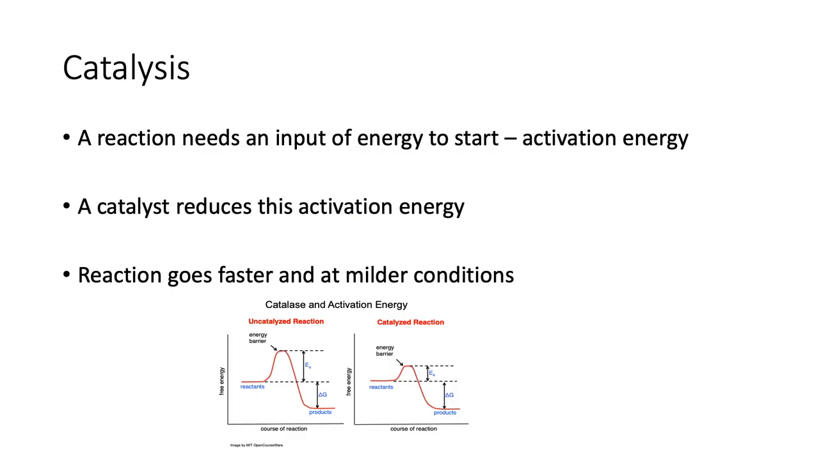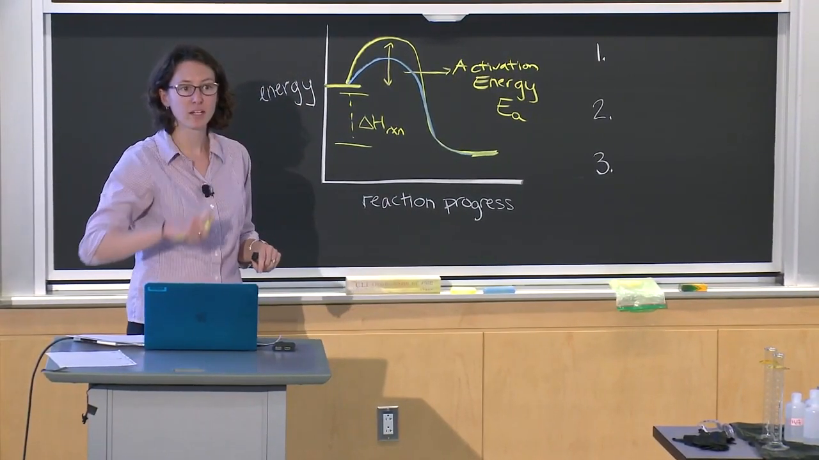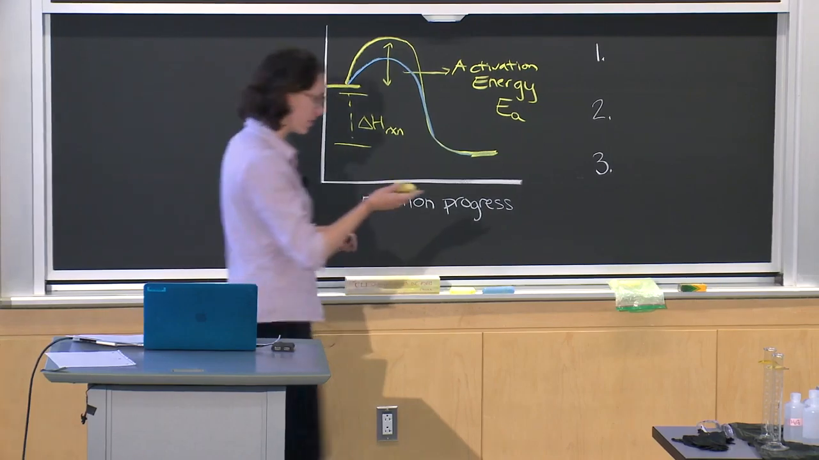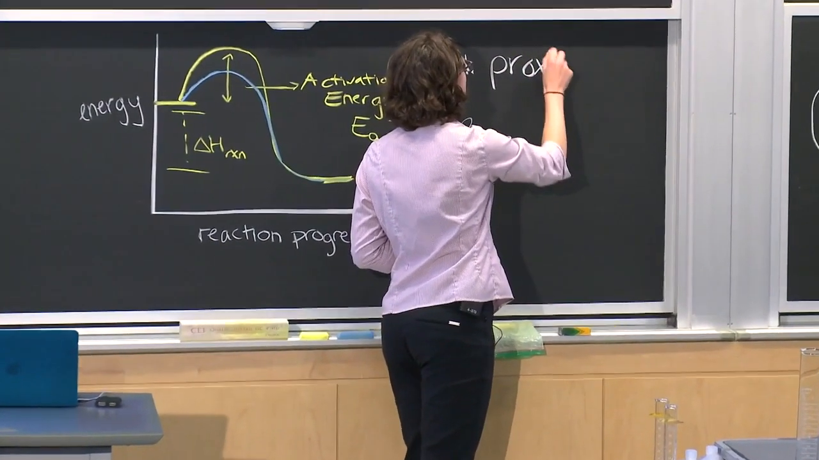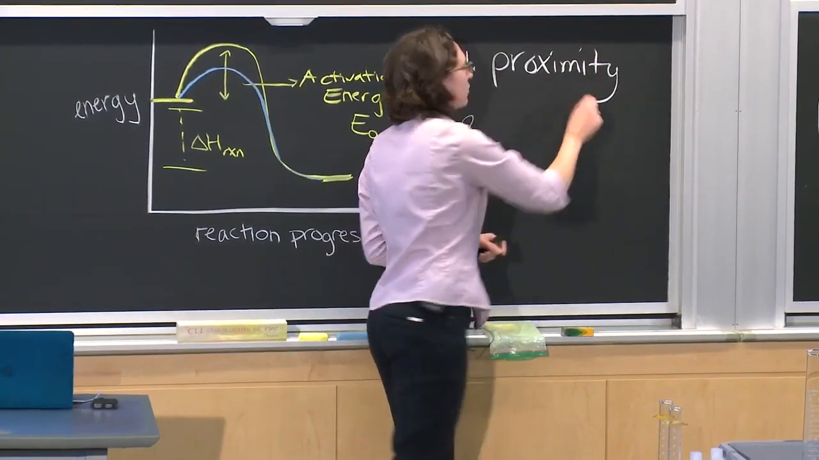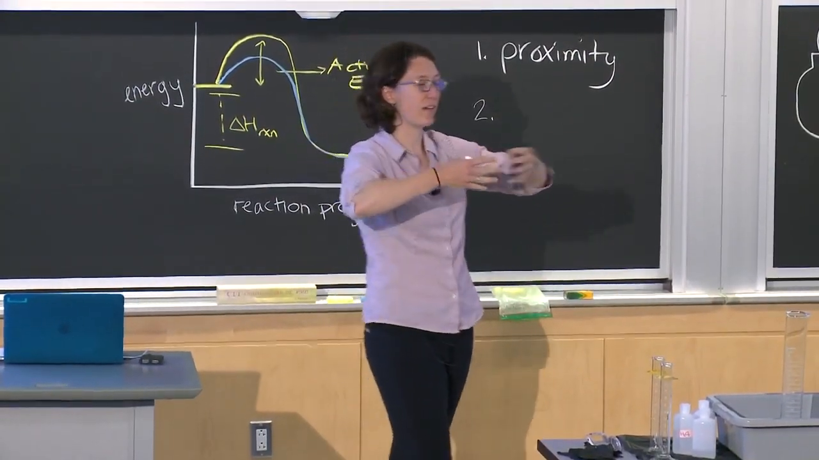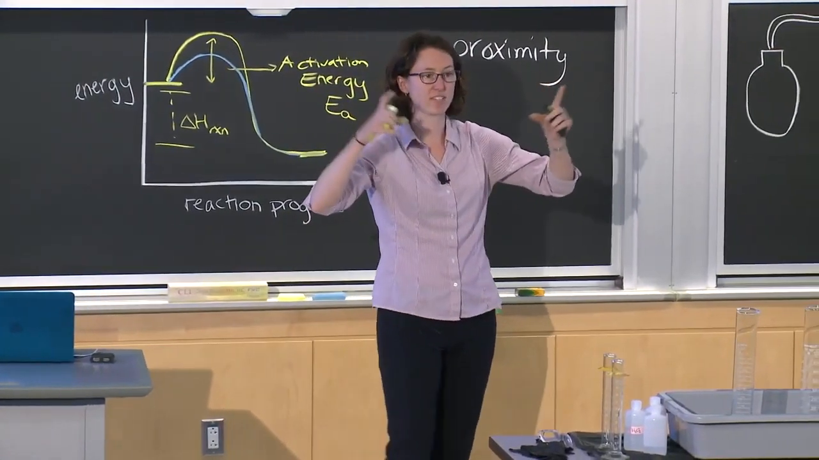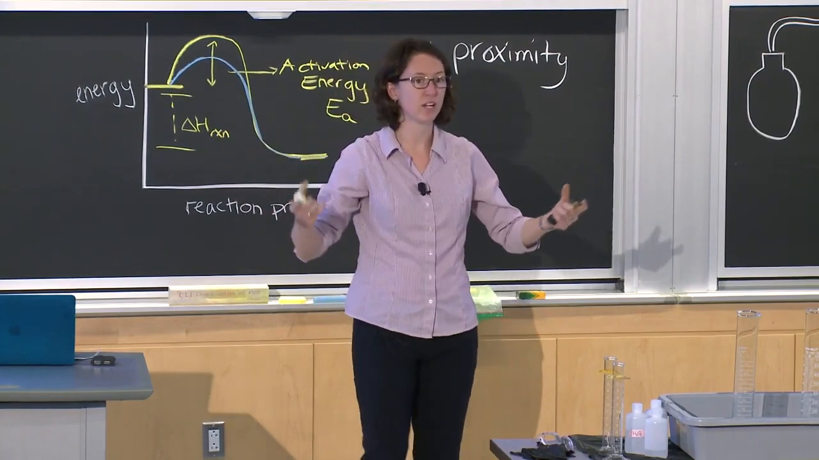So does anybody know what methods enzymes use to lower the activation energy of a reaction? Yeah, Sam. Proximity, just getting the reactants. Yeah, proximity. So it gets the reactants close together. If you have your reactants in a beaker and they're all floating around, they have to find each other before they can react. And so if you have an enzyme that has a specifically designed active site to hold these two molecules close together, then they will react. What else?